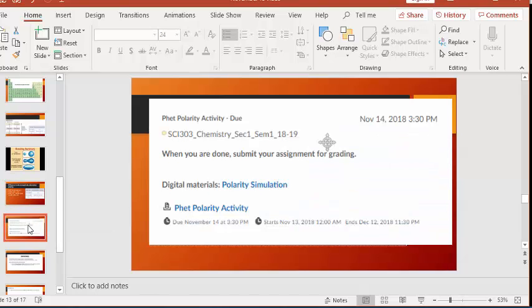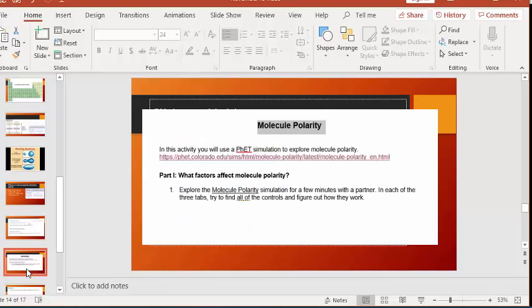All right, so your assignment for today is to look at the polarity simulation. It's called the PhET polarity activity, so you're going to be using a program for that. You do not need to sign up for it, though. No signing up, none. So we're going to go ahead and click on that. First, I want to just show you the questions, okay?